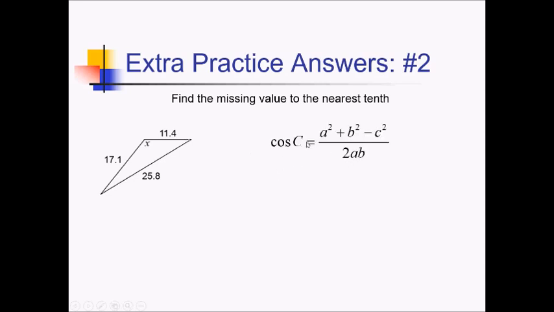So we've got cosine of x then equaling a big fraction. The c value in this case, which is always going to be across from the angle you want, is going to be the 25.8. And then a and b are the other two sides, 11.4 and 17.1. So putting those in, we can write 11.4 squared plus 17.1 squared minus the 25.8 squared, the c squared there. And we're dividing that by 2 times the 11.4 times the 17.1.